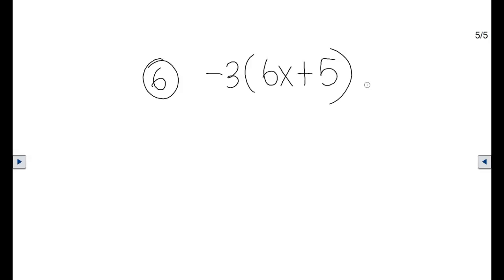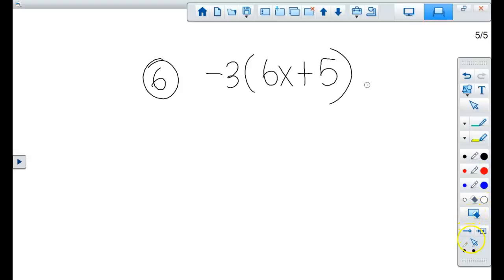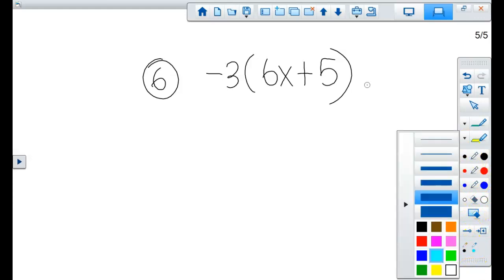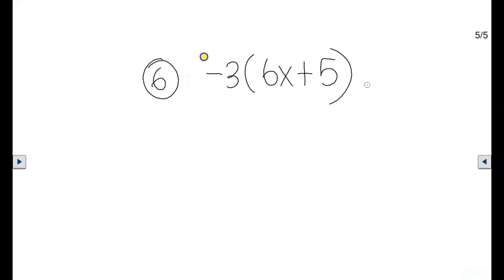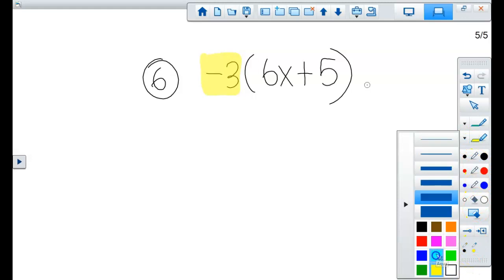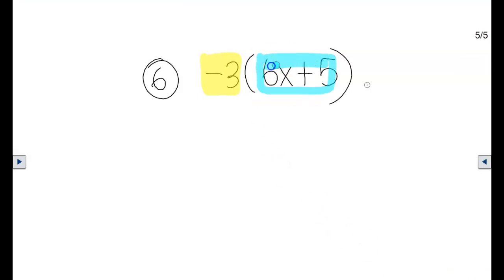And I want you on this one to copy it down, pause the video, copy it down, try it on your own first before I show you how it works. So you're doing -3 times 6x plus 5. Pause your video, copy it down, see how you do. Okay, let's see how you did. Taking the number -3, multiplying it by the group, 6x plus 5.